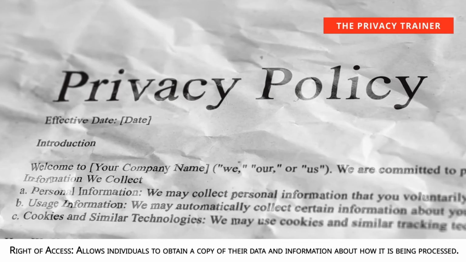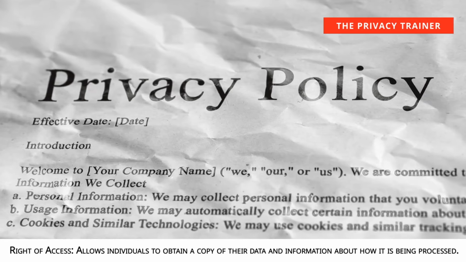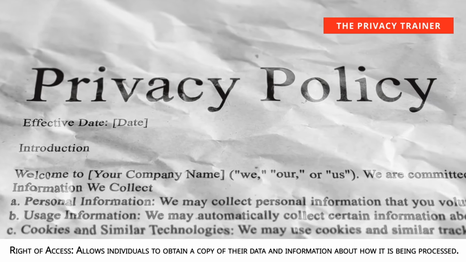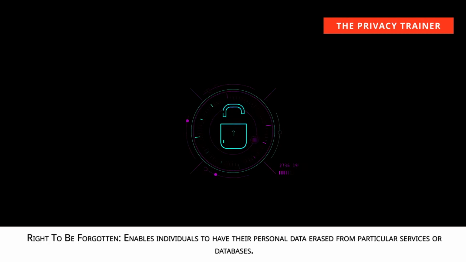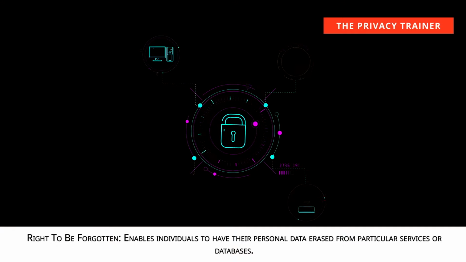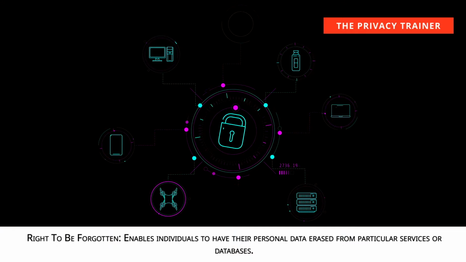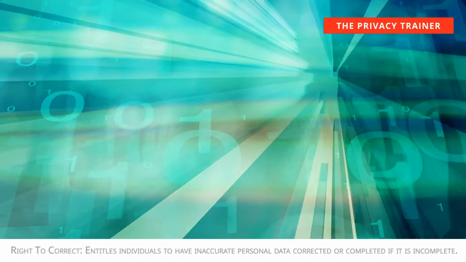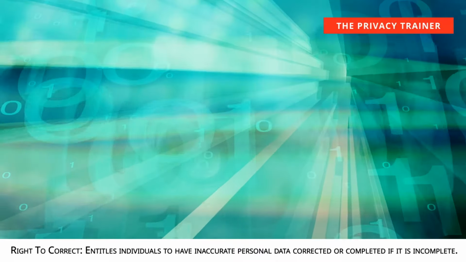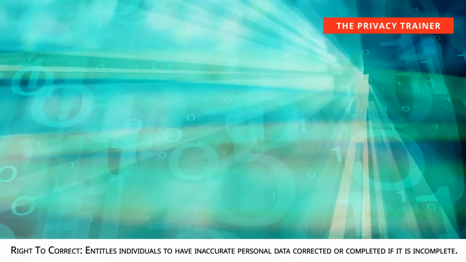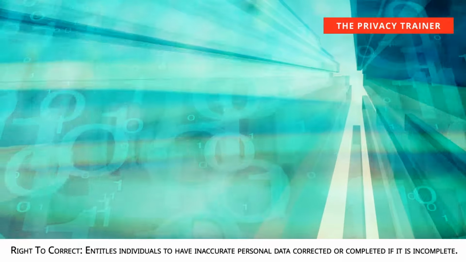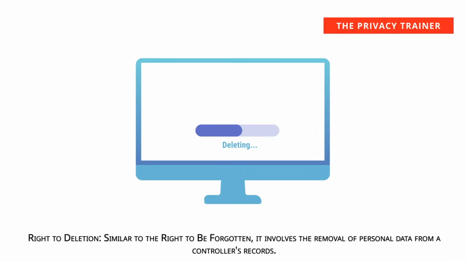Right of access. Allows individuals to obtain a copy of the data and information about how it is being processed. Right to be forgotten. Enables individuals to have their personal data erased from particular services or databases. Right to correct. Entitles individuals to have inaccurate personal data corrected or completed if it is incomplete. Right to deletion. Similar to the right to be forgotten, it involves the removal of personal data from a controller's records.